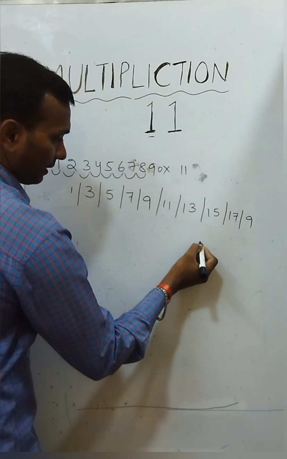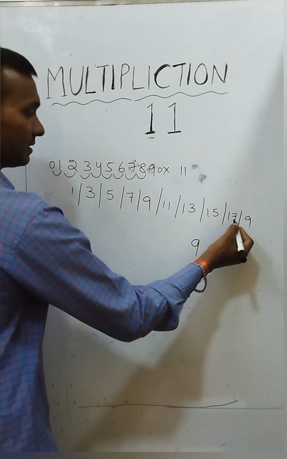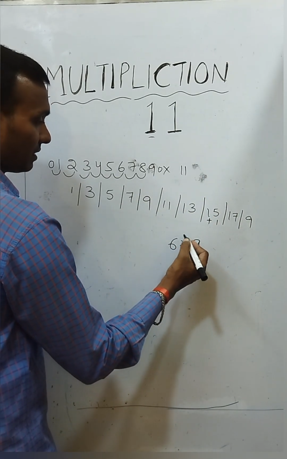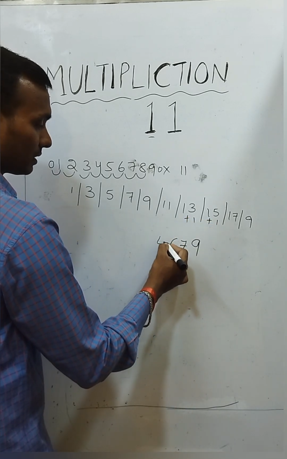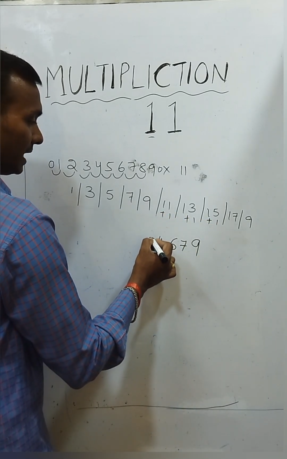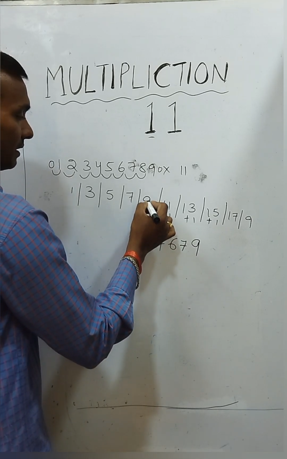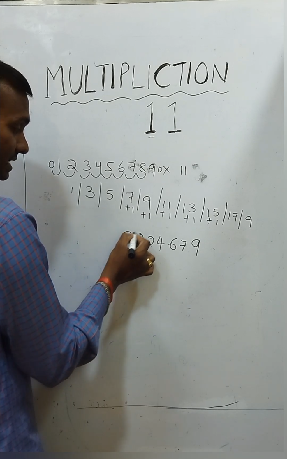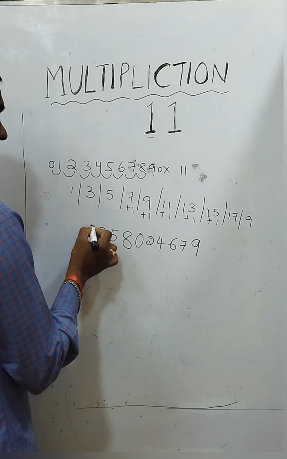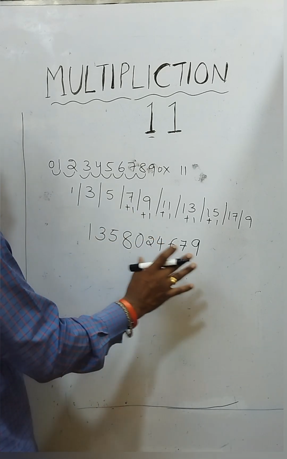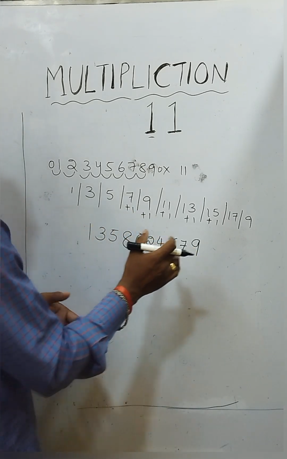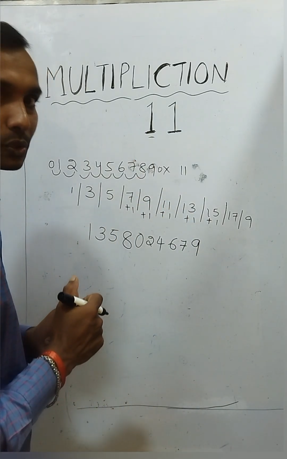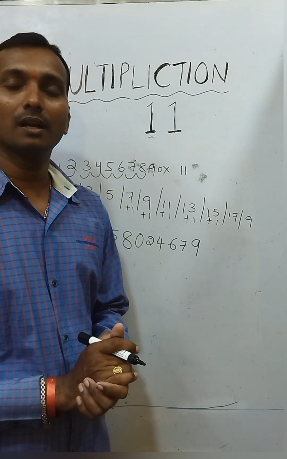Next term. 9, only a single digit, directly we can write. 7 here, 1 is carried forward. 15 plus 1, 16, 1 carried forward. 13 plus 1, 14, 1 carried forward. 11 plus 1, 12, 1 carried forward. 9 plus 1, 10, 1 carried forward. 7 plus 1, 8, 5, 3, 1. When the digits are single, directly we can write it. Whenever a double digit comes, we should carry forward to the next number. So this is the way we have to do multiplication of any number with 11.